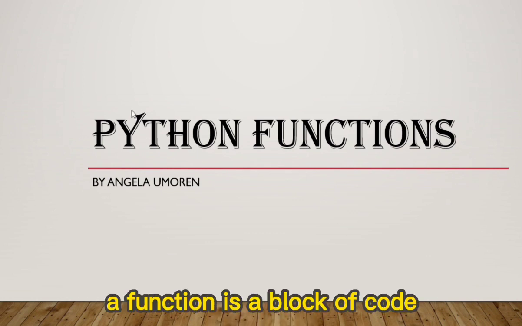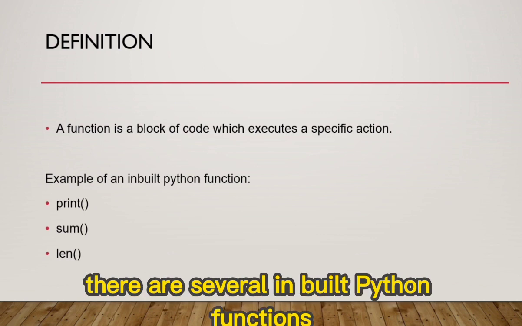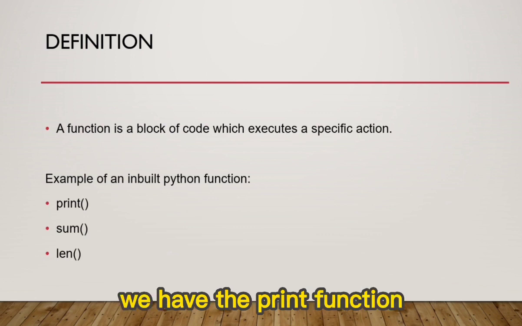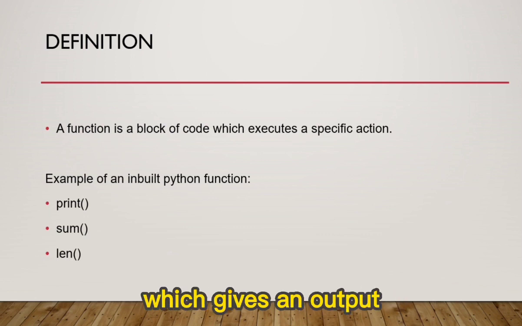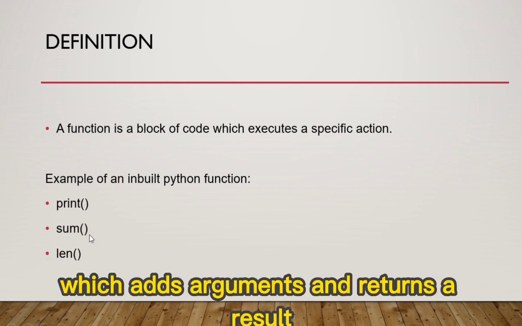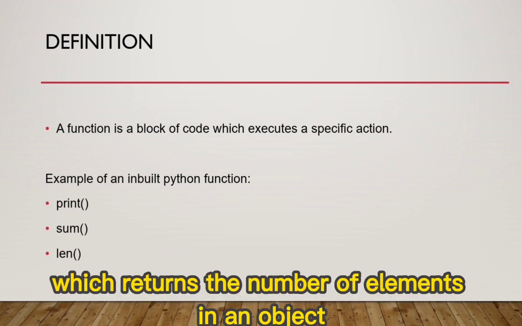A function is a block of code which executes a specific action. There are several inbuilt Python functions. For example, we have the print function, which gives an output, the sum function, which adds arguments and returns a result. We also have the length function, which returns the number of elements in an object.